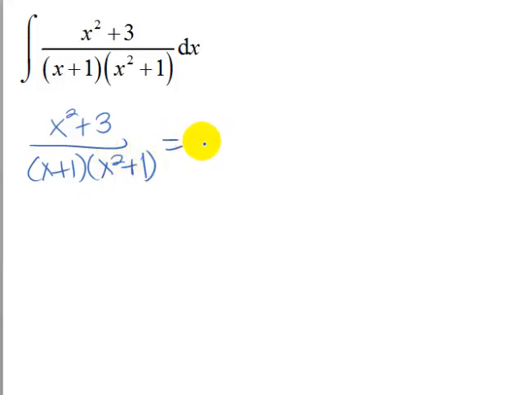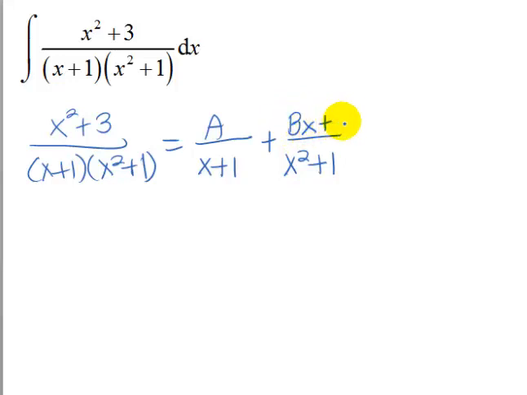And so for our partial fractions, we need one denominator that's x plus 1, and the other one needs to be x squared plus 1. So the numerator here is A, but because this is quadratic and won't factor anymore, the numerator here needs to have an x term, so Bx plus C.